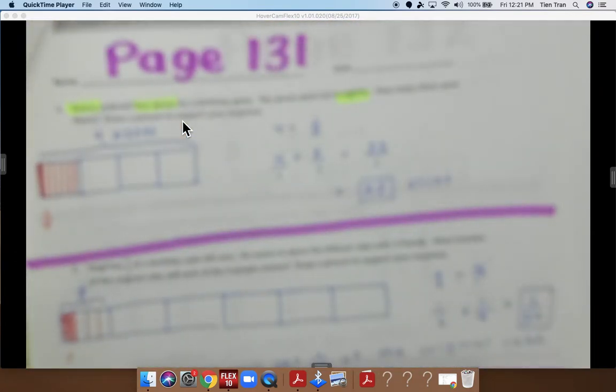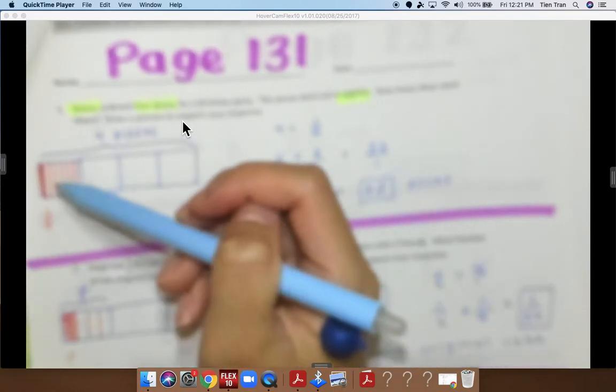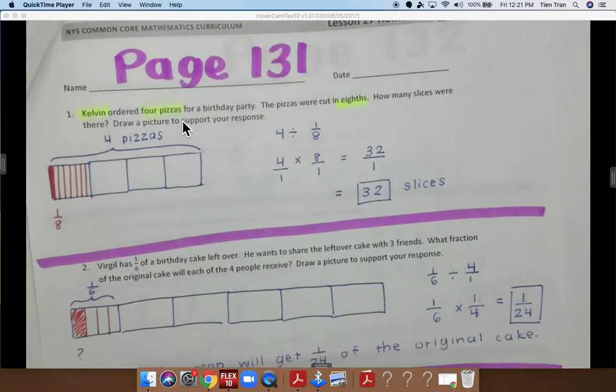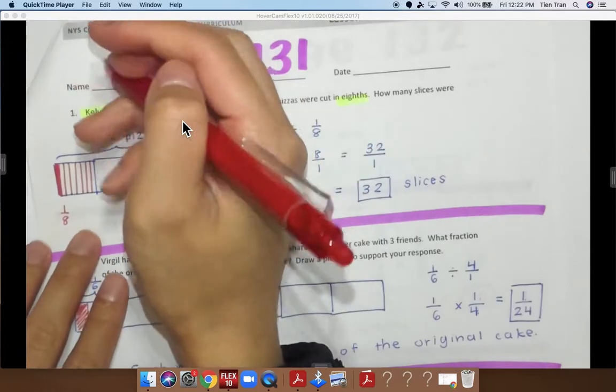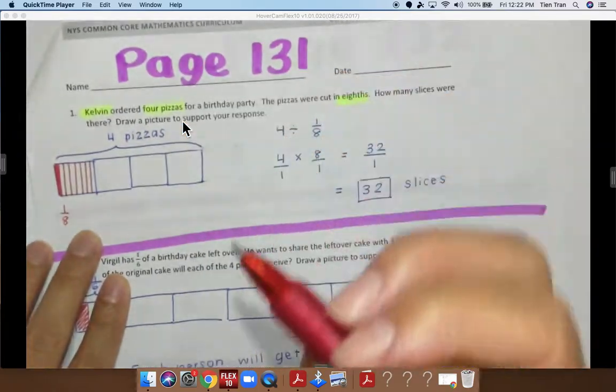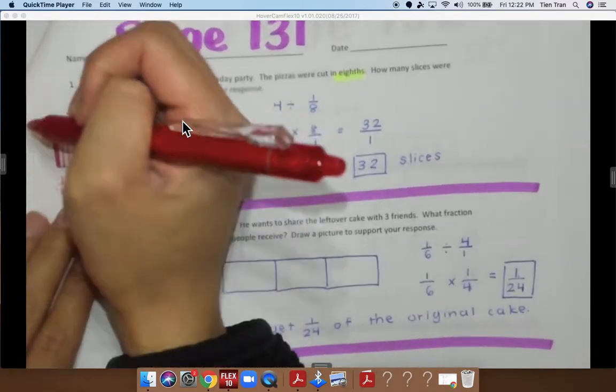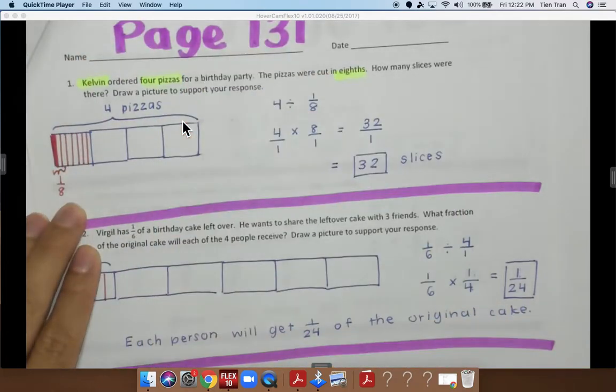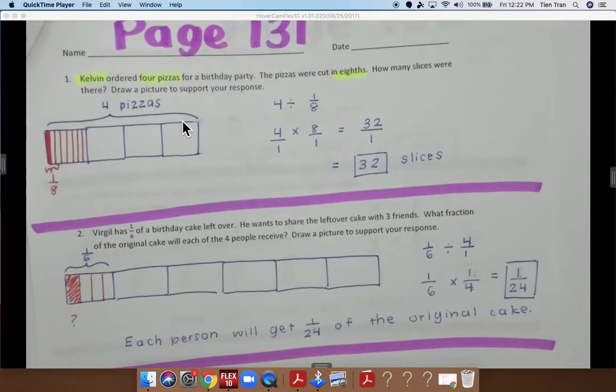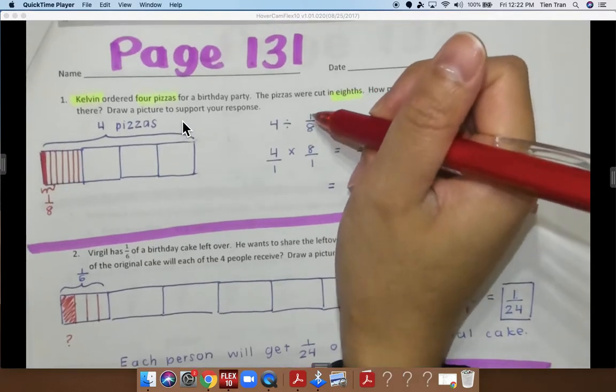So right here we have 4 pizzas and it's being divided into eighths. So that means that all of these other slices are also being divided into eighths. So this tiny piece right here is equal to 1/8. So we are going to divide 4 divided by 1/8.